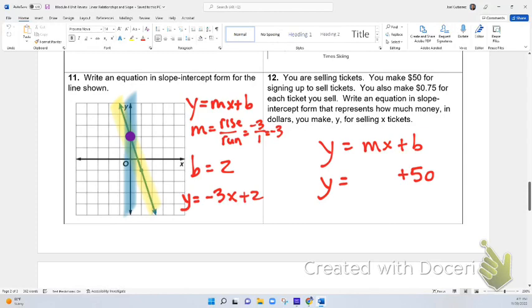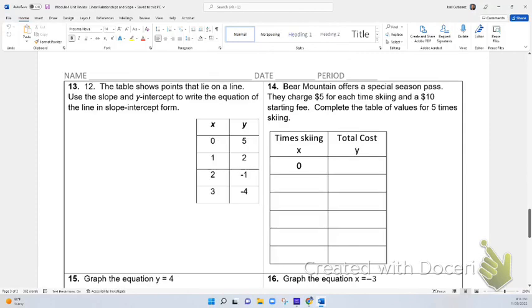Your slope will be your unit rate. It's how much extra you get for selling each ticket. In this case, they are going to give you 75 cents for each ticket you sell. So my slope is 75 cents. Don't forget to put your x after. And this is your equation for that.